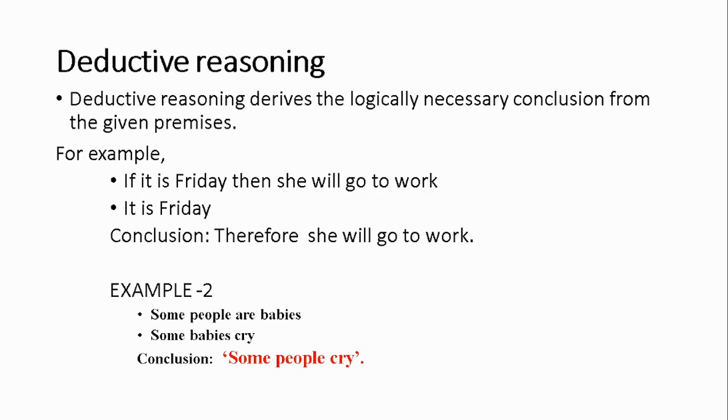Then example 2. In example 2, statement 1 is: some people are babies. Statement 2 is: some babies cry. From these statements we can conclude some people will cry. So from the given statements, whatever premises are available, we can draw a conclusion logically. This is deductive reasoning.